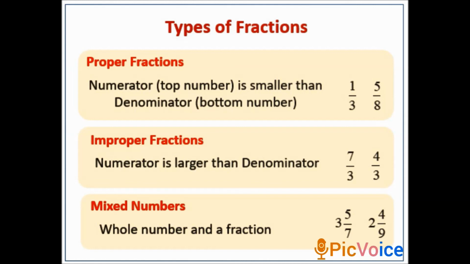Okay. Next we are going to see mixed fractions. What is meant by mixed fractions? A whole number and a proper fraction together is said to be a mixed fraction. See the example 3 5 by 7. 3 is a whole number. 5 by 7 is a proper fraction. See the next example 2 4 by 9. 2 is a whole number and 4 by 9 is a proper fraction.